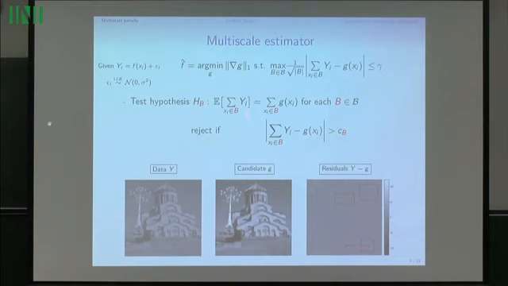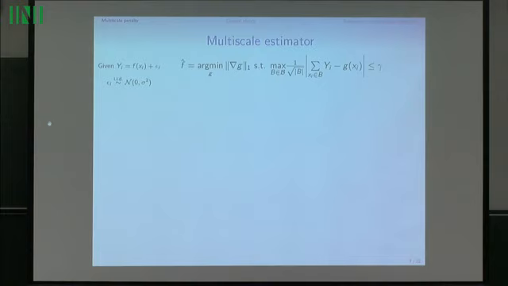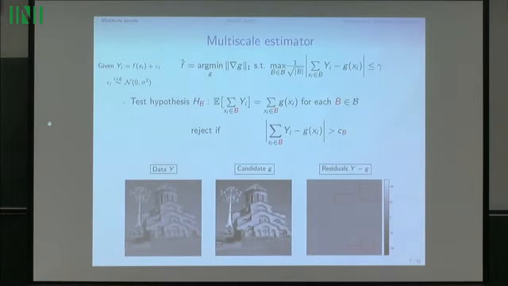Now you can play this game for each of the cubes that you have here, and if you would test all these hypotheses simultaneously, taking into account that all these tests could be correlated because the boxes could overlap, one test statistic for doing so would be to take the maximum of all these statistics and reject this intersection hypothesis if this is too large.